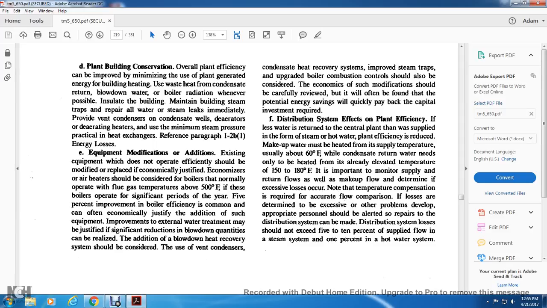E. Energy loss, equipment modification, and additions. Existing equipment that does not operate efficiently should be modified or replaced. Economically justified economizers or air heaters should be considered on a boiler that is normally operated with a gas temperature above 500 degrees Fahrenheit. If this boiler operates for a significant period of the year, a 5% improvement in boiler efficiency is common and can often be economically justified. Improvements in external water treatment may also be justified, since significant reductions in blowdown quantities can be realized.